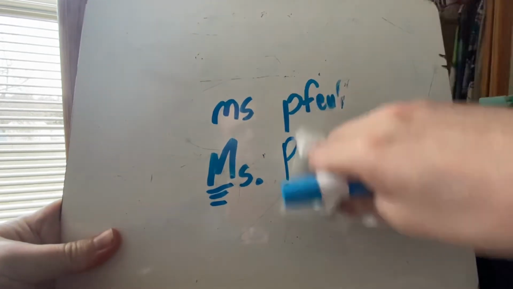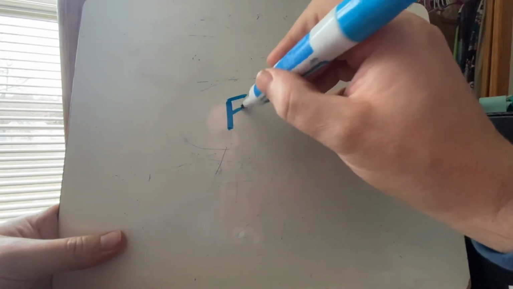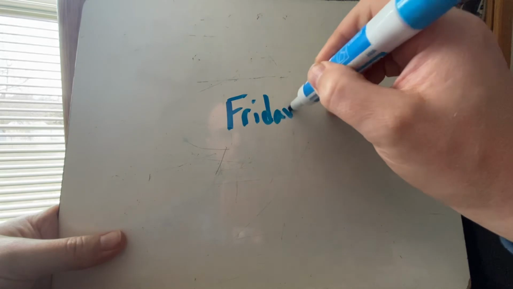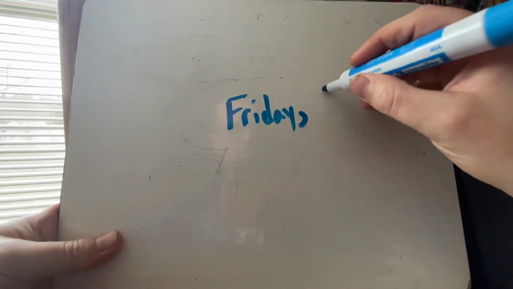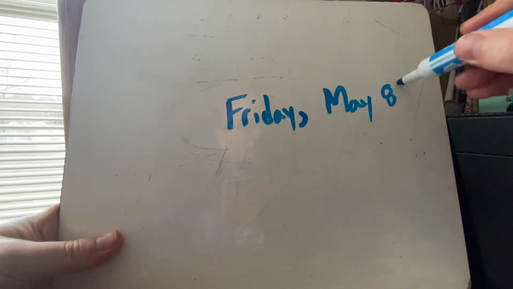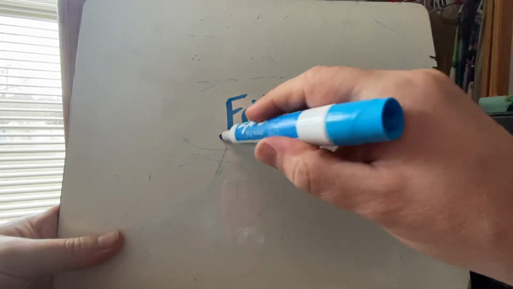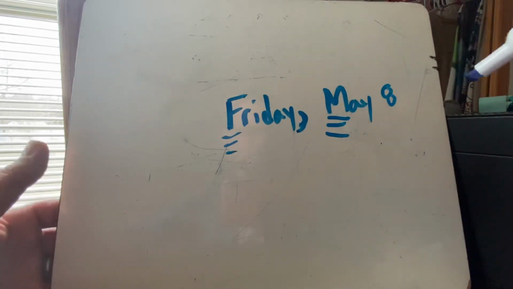The last thing we want to do is a reminder of how we do dates. Okay. And you should see this when we are doing our work every day in Google Classroom. I already have it set up this way. Friday, comma, May, and this Friday is going to be the 8th. So Friday's capitalized, comma, May's capitalized, and there you go.